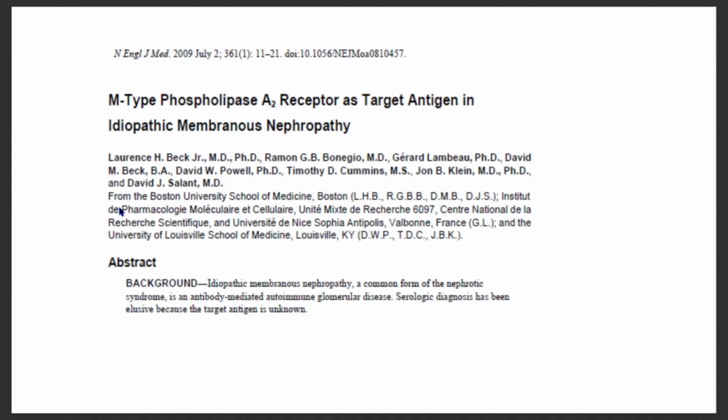Now, even here, there was a caveat. So we knew about 70 to 80%, you probably have another 5% with some disease association, but we still didn't know anything about 15 or 20% of cases. So clearly, this was not enough. PLA2R was not the only antigen involved in the pathogenesis of membranous GN.